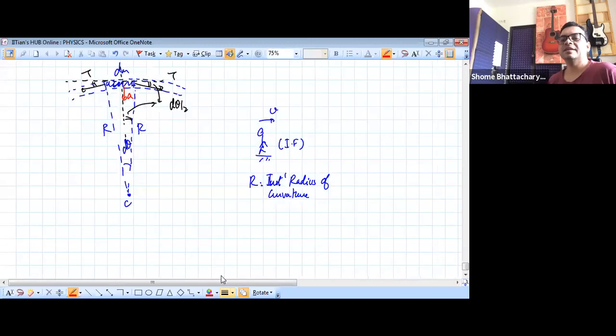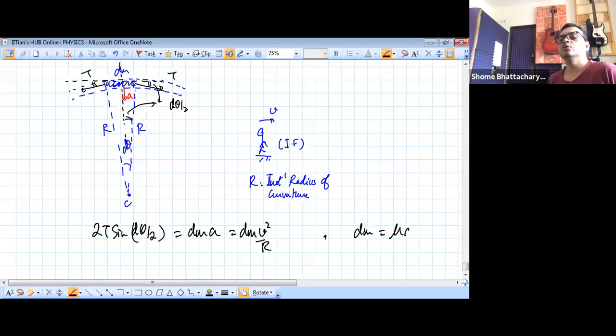So the FBD equation here, just applying simple mechanics: the net centripetal component of tension, that is 2T sine d theta by 2, is what should be providing the particle dm with its acceleration, which is nothing but v square upon instantaneous radius. Now here dm should be equal to mu into the arc length ds, which is nothing but r d theta.